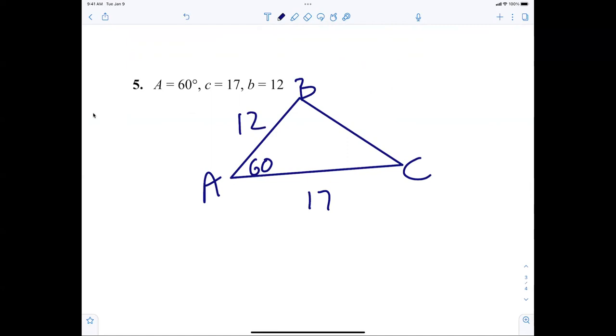So what side am I looking for, guys? A. I'm looking for A. Yeah, you mixed. What are you telling me? 12 and 17. 12 goes where? Oh, yeah. You're right. Thank you, guys. So opposite the C is 17. Opposite the B is 12. Good job. All right. I'm happy with that.